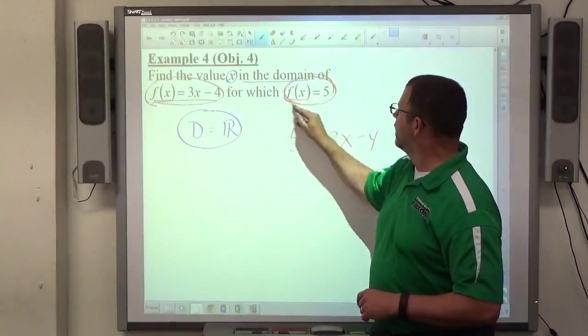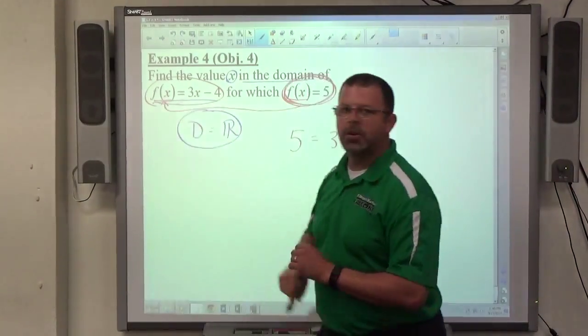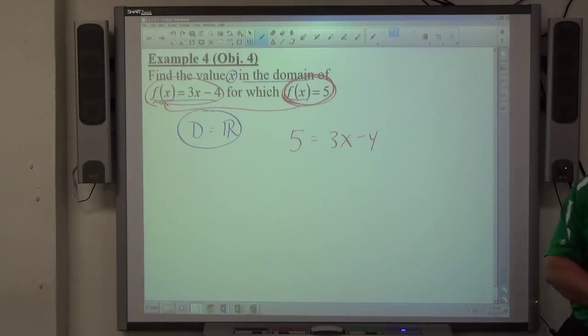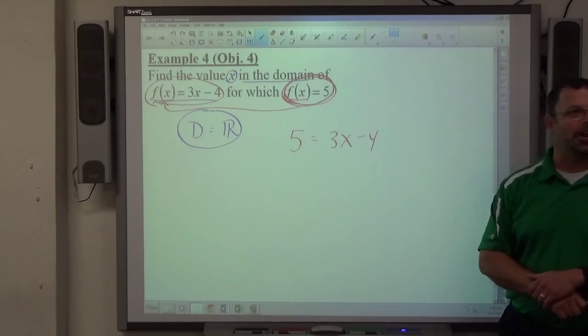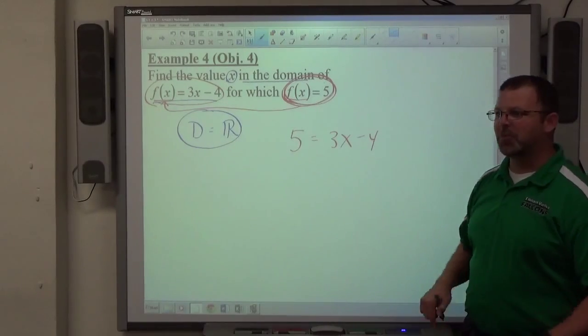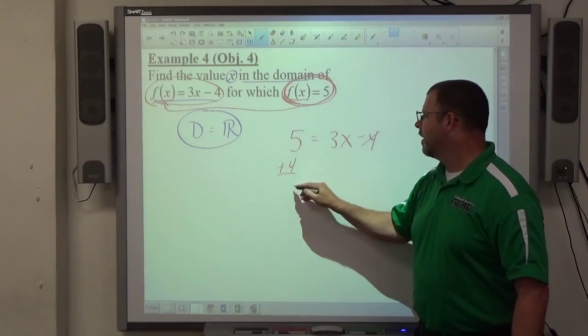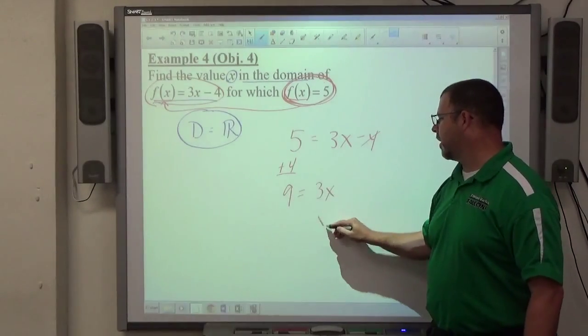This right here gets substituted in for f of x, making us an equation that looks like something I might give in the second day of Algebra 1. Maybe the third day, I don't know. Not very far into Algebra 1 that we do this. So 5 equals 3x minus 4, we move the 4 over. 9 equals 3x, we divide, we get x equals 3.